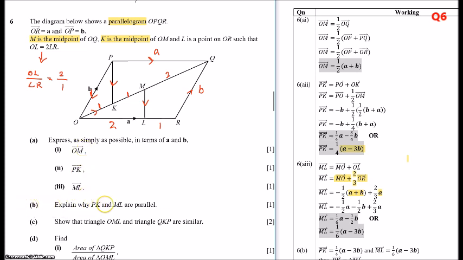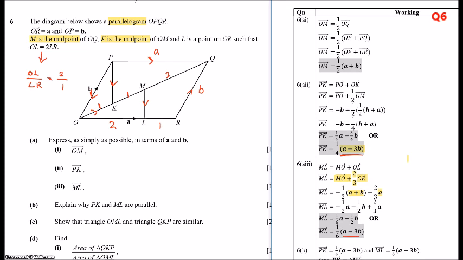Okay, so now that we are done, we'll go for the B. PK and ML are parallel. We need to explain why. As with all vectors questions, they will always help you along the way. So you realize I have PK already, and ML, I have ML. So let's look at what's PK. PK is 1/4 A minus 3B. ML is over here, 1/6 A minus 3B.